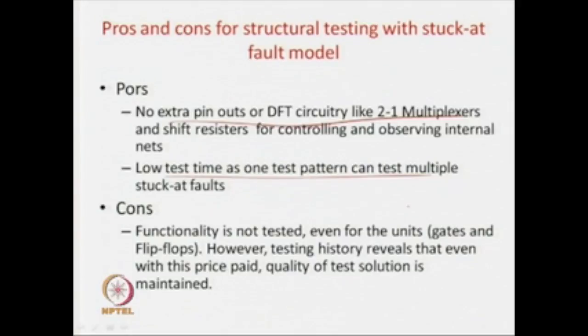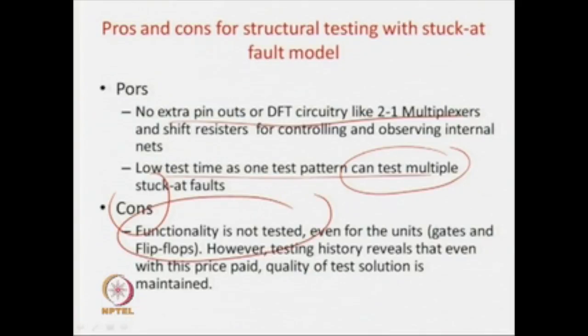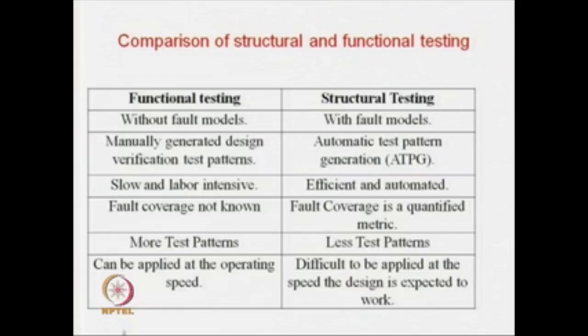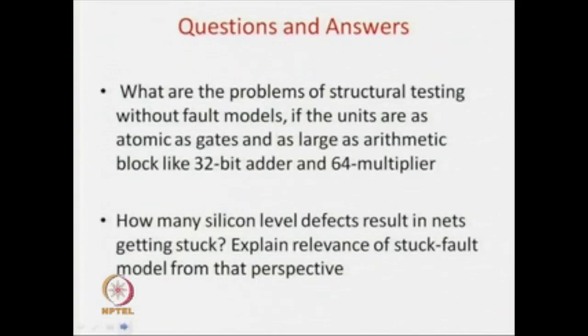The test time will be lower because in one test pattern you can test multiple stuck at faults. That will slowly come into the picture. And what is the cons? What is the disadvantage? The disadvantage is that functionality is no longer tested, you are not testing it, you are just verifying whether there are stuck at faults or not. But still history has shown that even if functionality is not tested, even at the unit level, the test quality is guaranteed to a very, very high level. So, that is why structural testing with fault models is widely accepted.